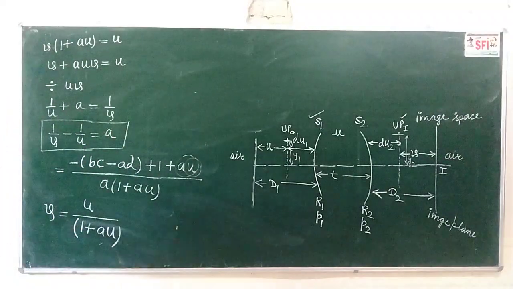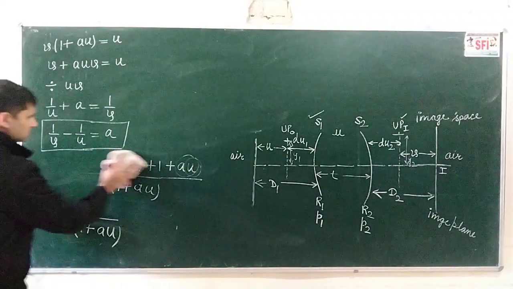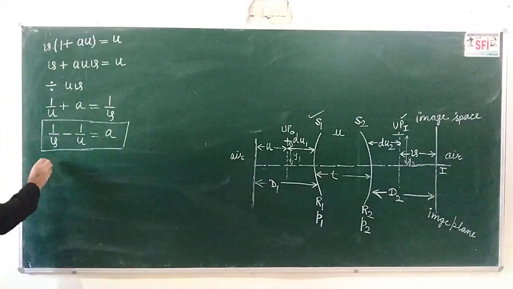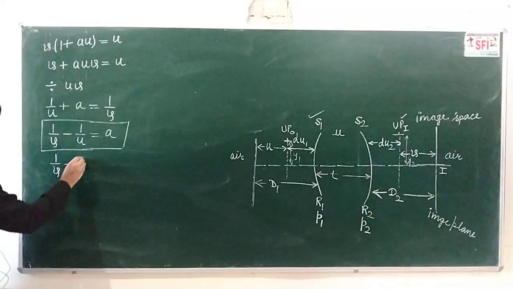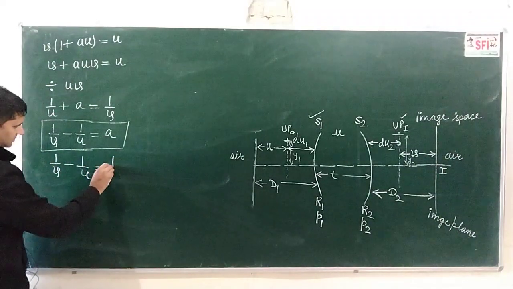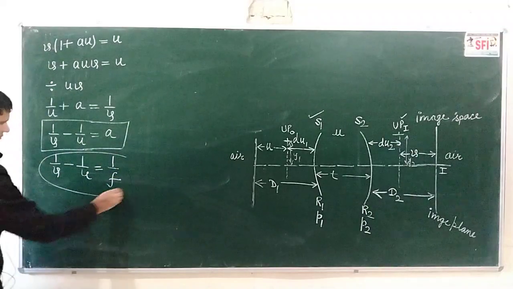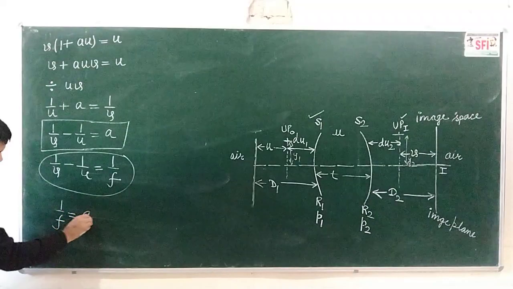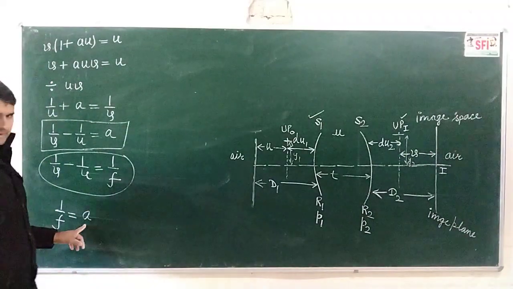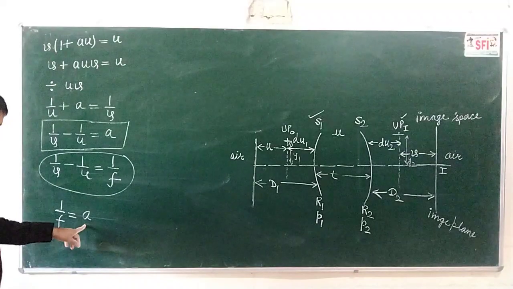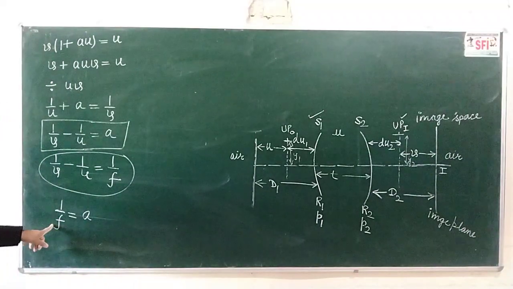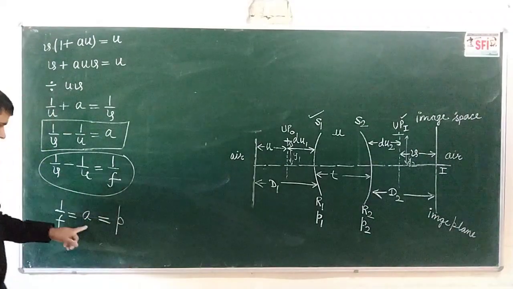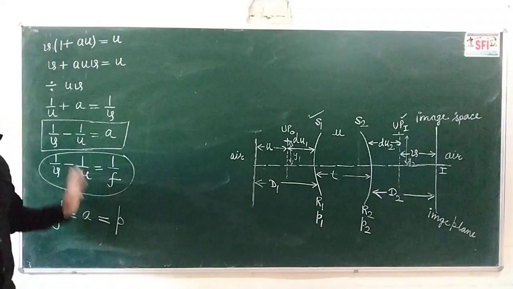Now if you compare this relation with the lens formula, which is 1 by v minus 1 by u equals 1 by f, you can justify that the inverse of the focal length is equal to one of the elements, A, of the system matrix. And 1 by f, the inverse of the focal length, gives you power. So this element A gives you power.